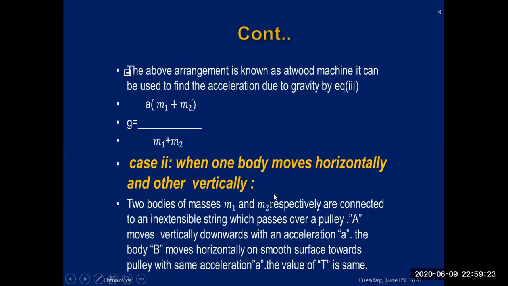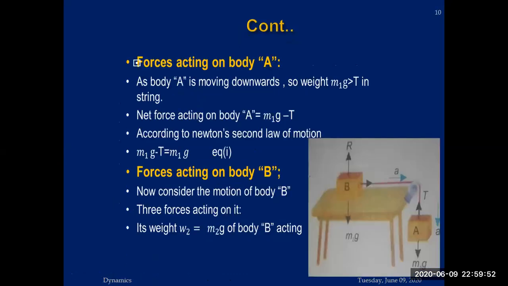Number two, case two. Case two is when one body moves horizontally, the other one vertically. The two bodies of masses m1 and m2, respectively, are connected to an inextensible string which passes over a pulley. One moves vertically downward with an acceleration A, the body B moves horizontally on the smooth surface towards the pulley with the same acceleration A. The value of T, the tension, is the same. So this is the figure.